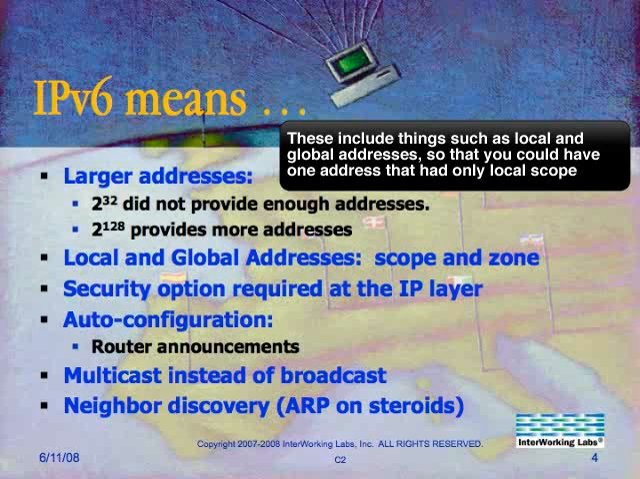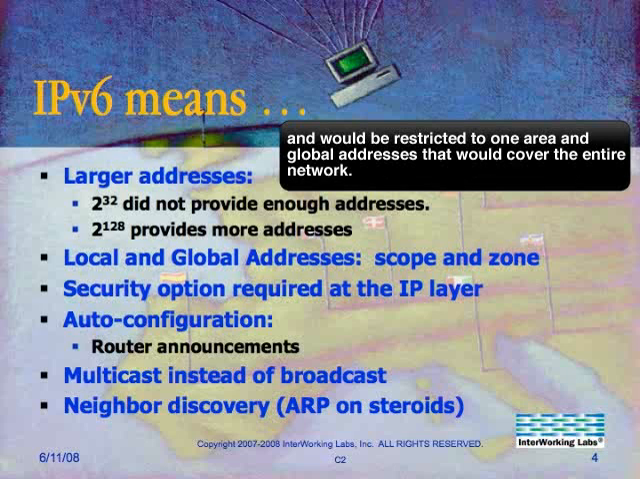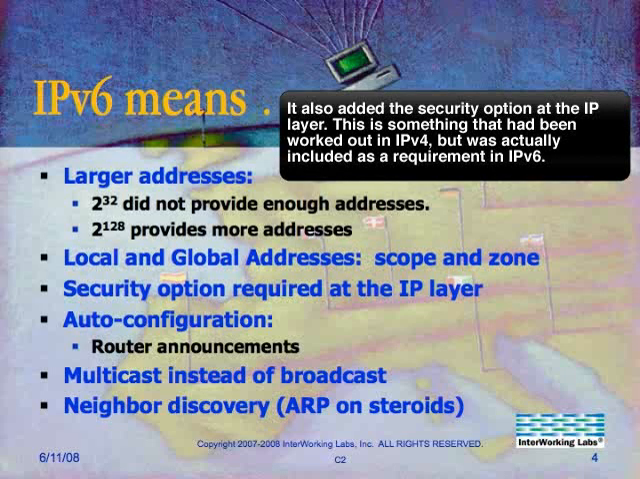These include things such as local and global addresses, so that you could have one address that had only a local scope and would be restricted to one area, and global addresses that would cover the entire network. It also added the security option at the IP layer. This is something that had been worked out in IPv4, but was actually included as a requirement in IPv6.